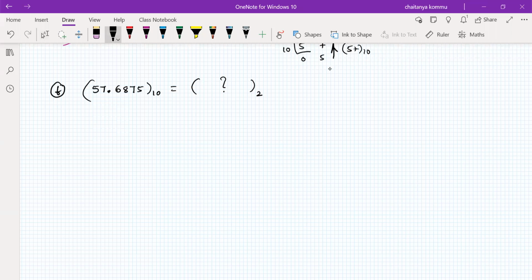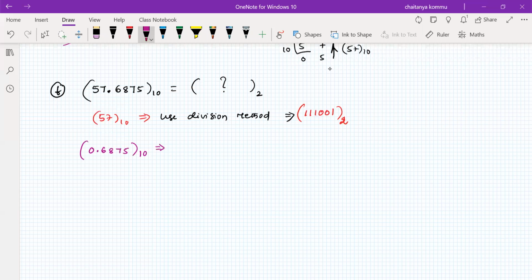So of course I'll do one thing for the 57 base 10 as it is. Use the division method and get that value. What is its value? We have seen that it is 111001. That's what we have got in radix 2 for the 57. But what about this fractional part, 0.6875? For this one, we have to use the multiplication method.